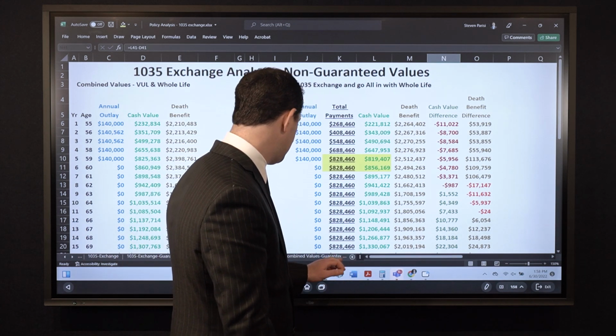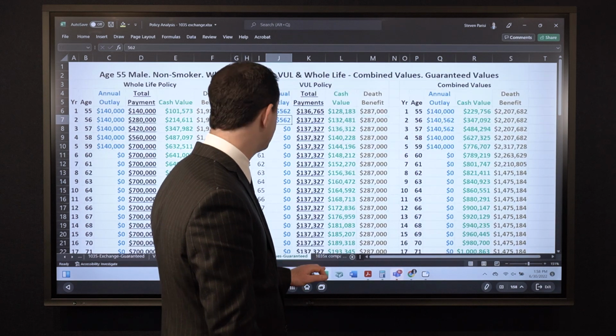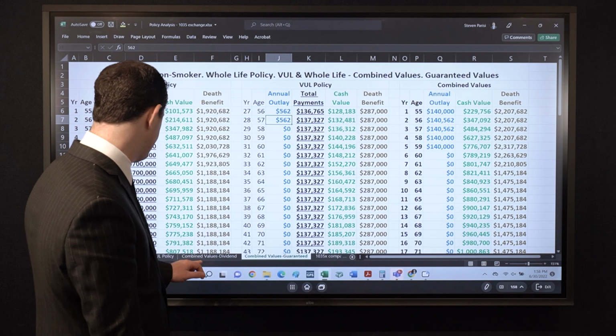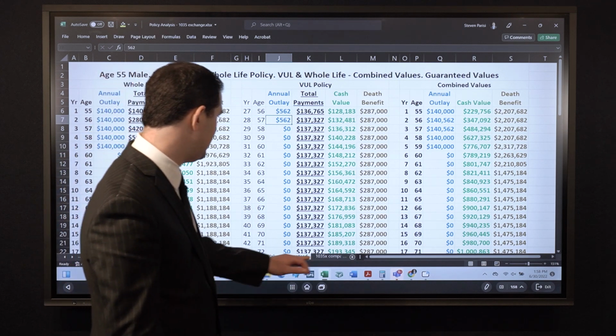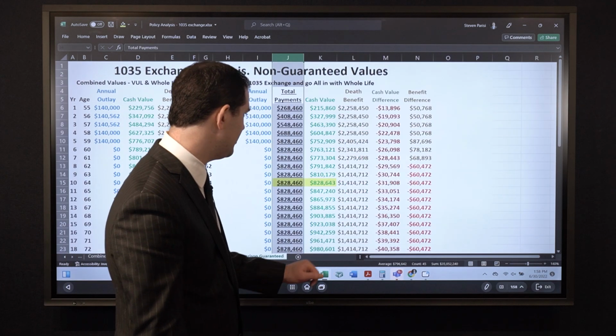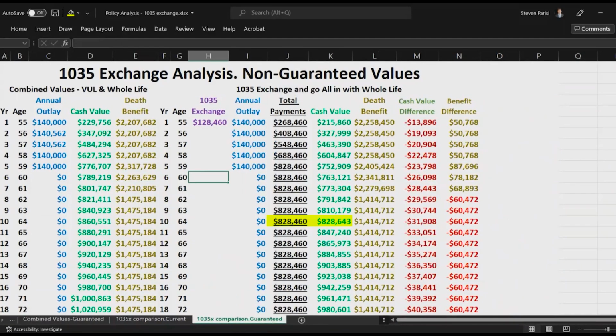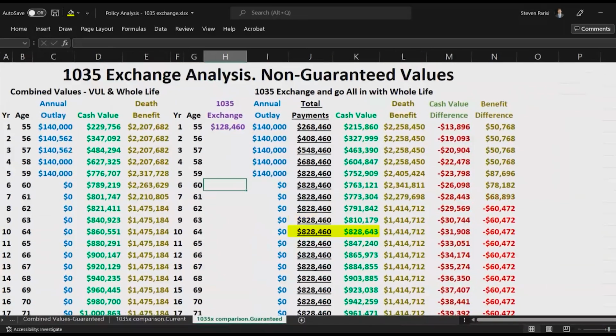see is as follows. Let's look at the guarantees. So same thing here, but the guarantees, oops, 1035 exchange, there we go. Here we go. So identical scenario, but guarantees, and what do we have? Different situation, and you can tell just by looking at these 2 columns. So as we take a look, combined values, VUL and whole life.